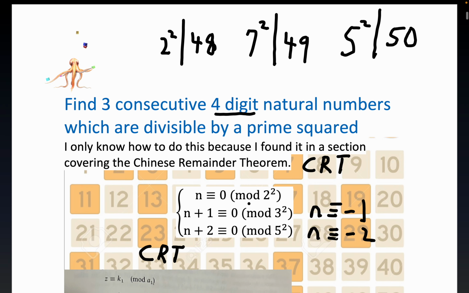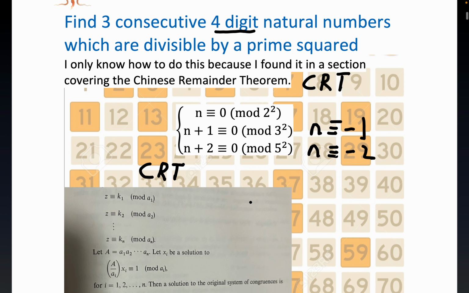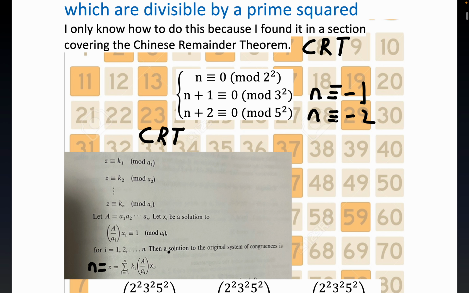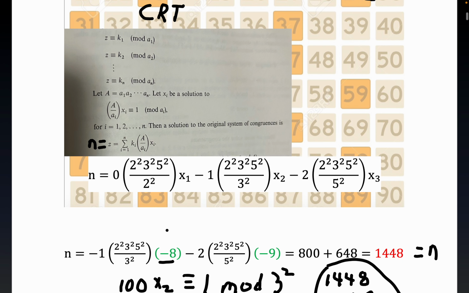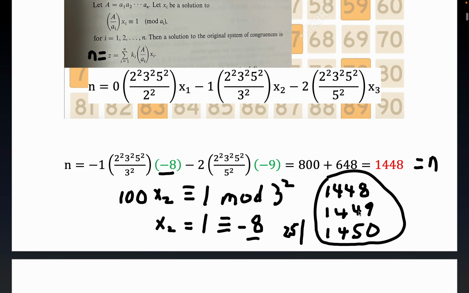But the Chinese remainder theorem to me has always been interesting. But I don't ever really remember it. I don't use it enough. But this is a nice formulation of it, which we used to produce the solution we were seeking. So this is the answer: 1448, 1449, 1450 have that property.